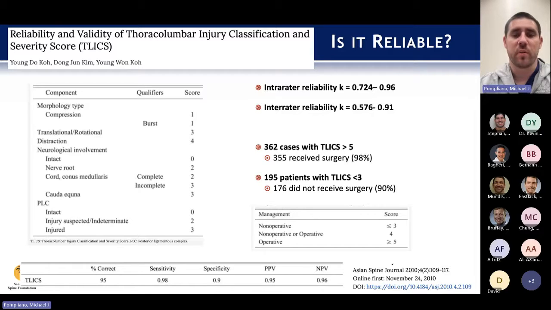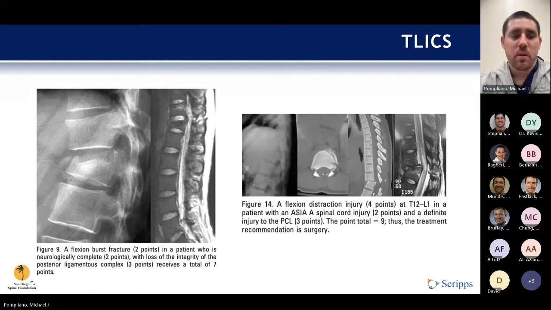But 5 is generally recommended for operative fixation, and 3 or less is generally non-operative. So greater than 5, they had 98% that did receive surgery, and then less than 3, 90% of the patients did not receive surgery. So it indicates that it may be a little more reliable for scores of 5 or higher. And you can see the sensitivity and specificity at the bottom there, as well as the positive and negative predictive values, all pretty good, which is what you would expect in a classification system.